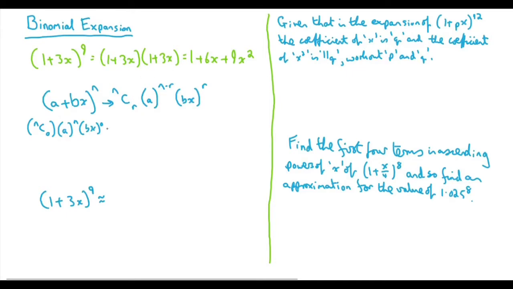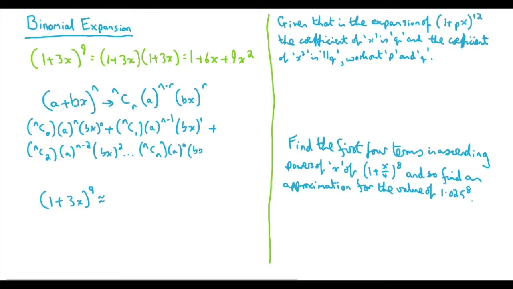As we then go forward, it's probably going to say like in ascending powers of x, so as x power starts getting bigger and bigger, you now have nC1, where you then have a to the n minus 1, and bx to the power of 1. Following that, you'll then go up to nC2, a to the n minus 2, and bx to the power of 2. And this will keep on going until you get to nCn, a to the power of 0, and bx to the power of n.